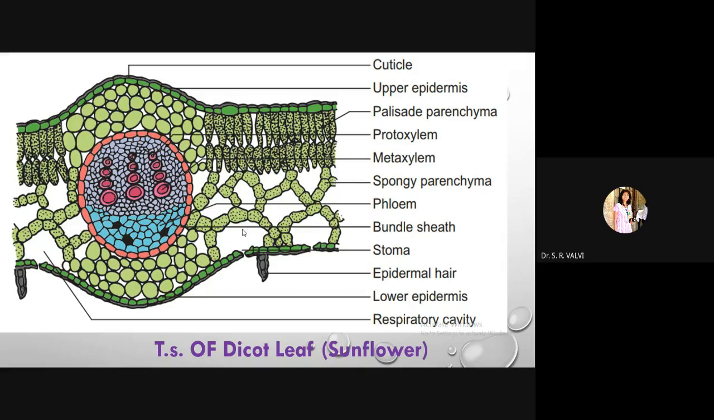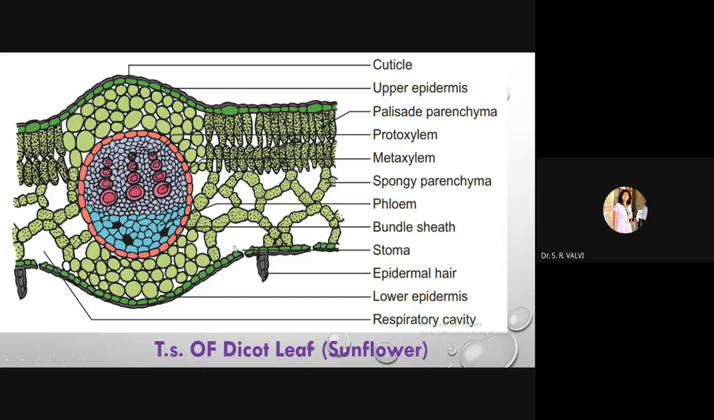Now come towards the spongy cells. Spongy cells are very loosely arranged, irregular, thin-walled chlorophyllous cells. Whatever spaces are present here, we call them air spaces. Air spaces are helpful in the exchange of gases between the cells and the atmosphere. The air spaces made by these spongy cells help in the exchange of gases.